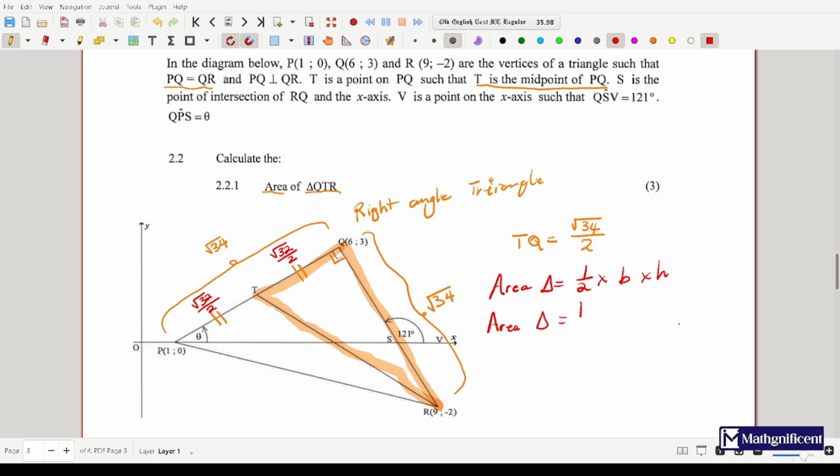let's have a look at this. So this can be our base, and this can be our base as well, or this can be our height, and this can be our height as well. So we are only going to choose one side. So let's choose TQ to be our base. We are going to make TQ our base.